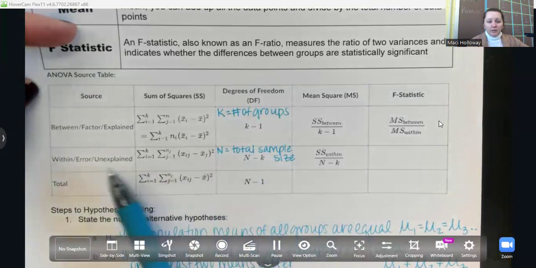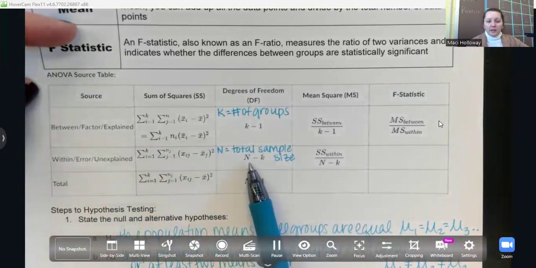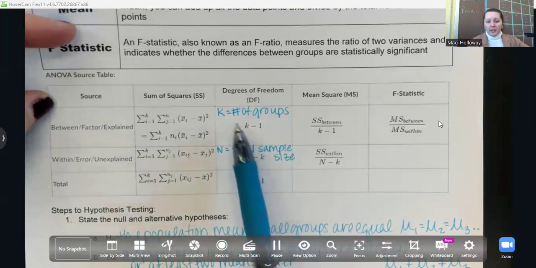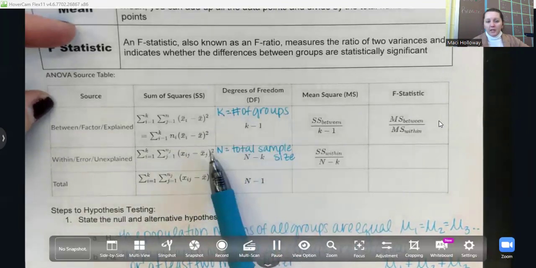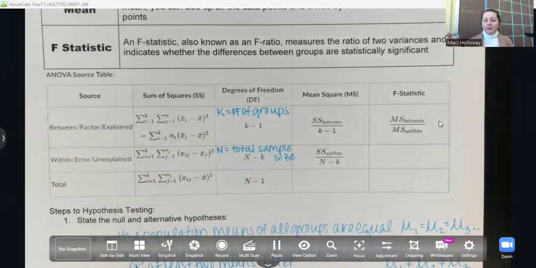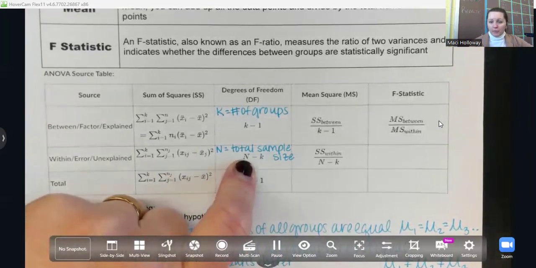And then we have within, so here's our sum of squares within. And then we have N minus K, which calculates our degrees of freedom for within. So K, again, was the number of groups that we had. N was the total sample size. So 500, right? If I had 500 samples for the effects of caffeine and K was 3, then my degrees of freedom would be 500 minus 3, so 497 would be my degrees of freedom for within.